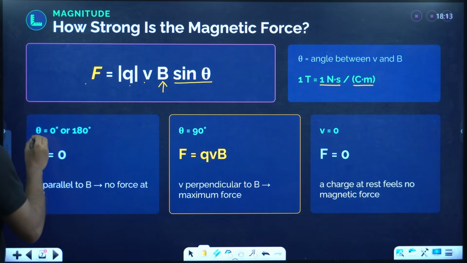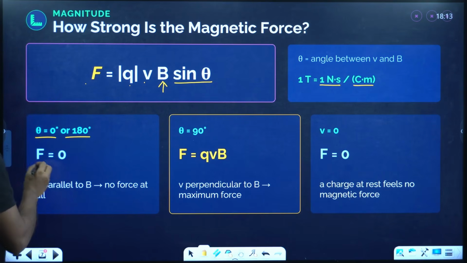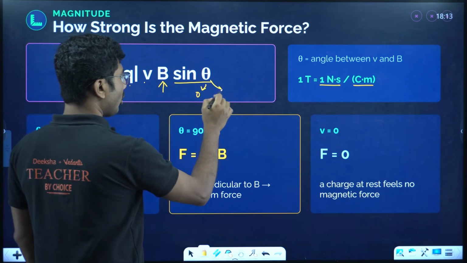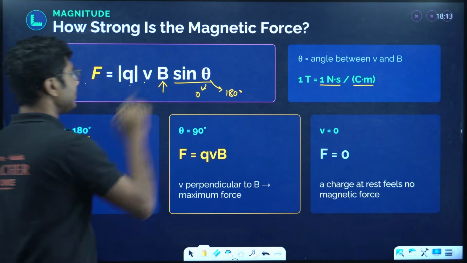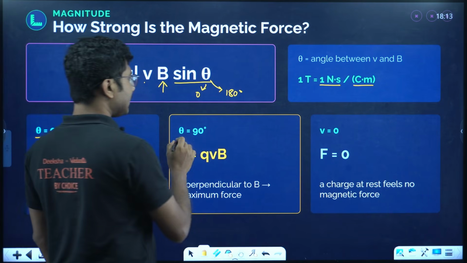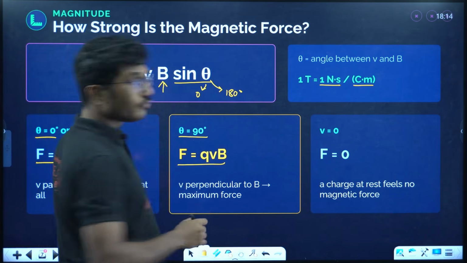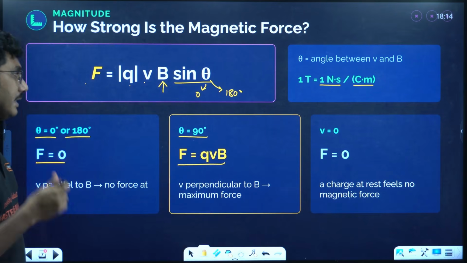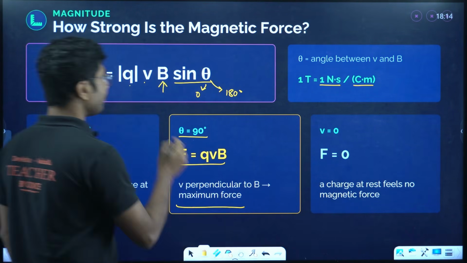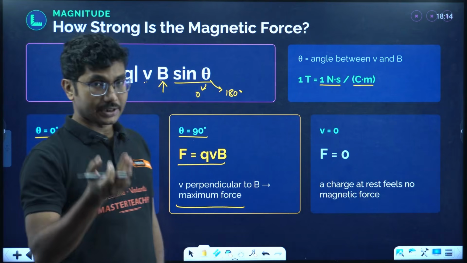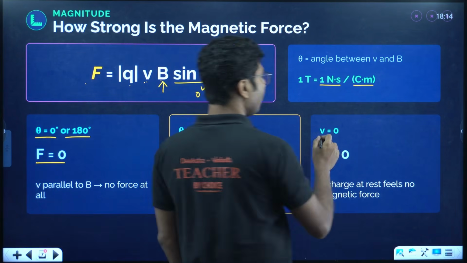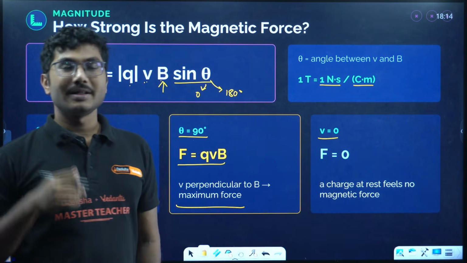If theta equals 0 or 180 degrees, then the force becomes 0. No force at all. If theta is 90 degrees, the force becomes qVB. V perpendicular to B gives the maximum force. So if V and B are perpendicular to each other, the force becomes maximum. And if the particle is at rest, then the force is 0.